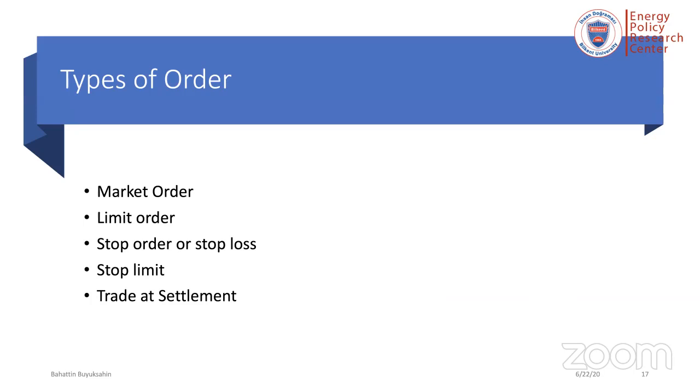There are different types of orders in the market. The simplest type of order placed with a broker is a market order. It is an order to buy or sell a futures contract at whatever price is obtainable at the time it is entered in the ring or pits or other trading platform. However, there are many other types of orders. The most commonly used are limit orders, stop orders, stop limits, or trade at settlement.